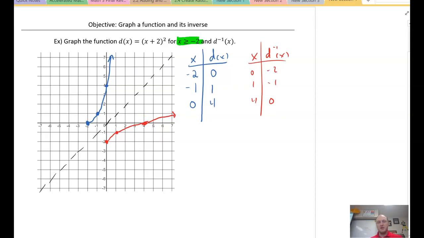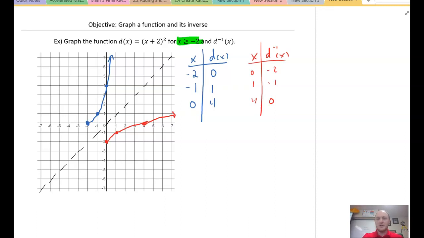Okay. All right. So notice they don't intersect each other. So what would that mean? Well, it means there's no solution. So if we were asking where does the function and the inverse equal each other, they don't intersect, and that is possible.